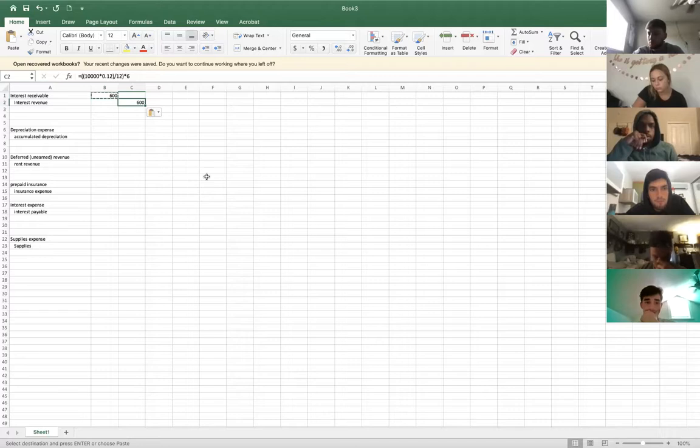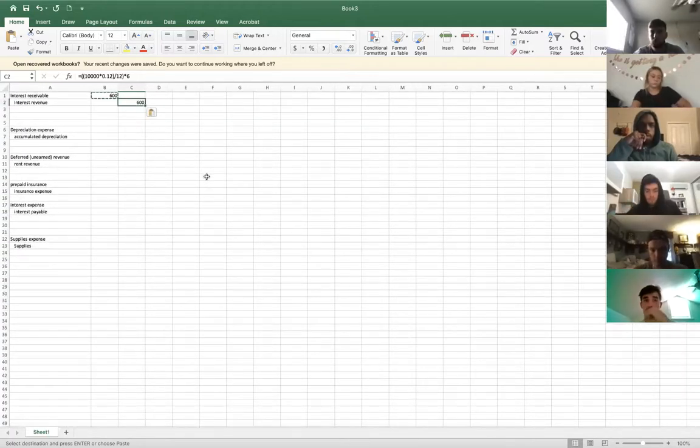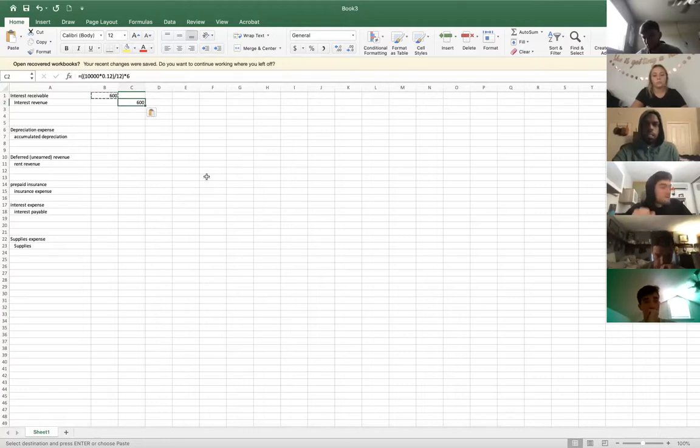So we debit interest receivable and credit interest revenue. What kind of an account is interest receivable? Asset, liability, stockholders' equity. Asset. It's an asset. And how do we increase assets? Debits. Debit, okay? Revenue. Revenue, how do we increase revenue?